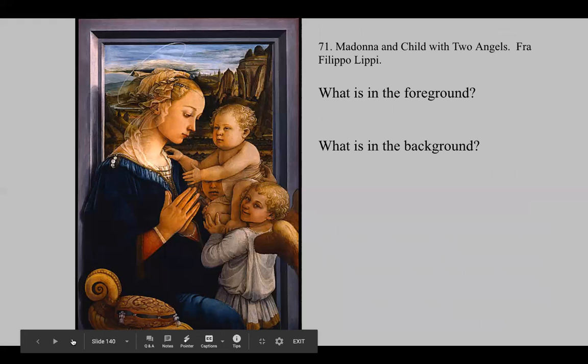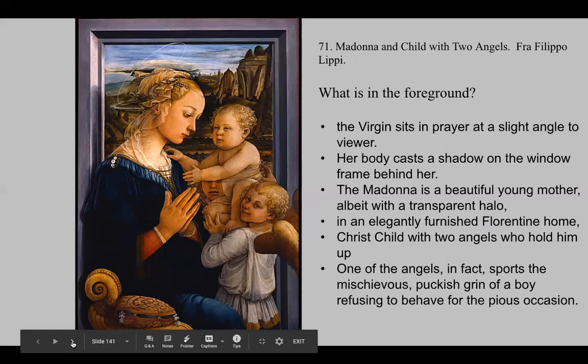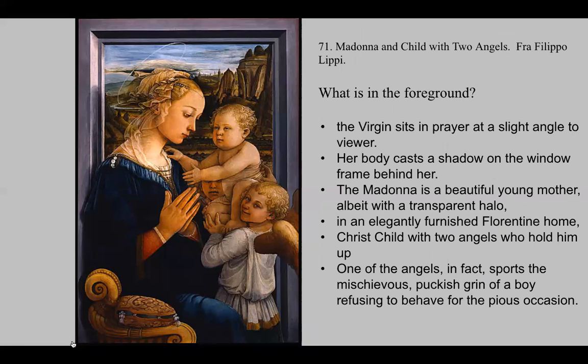Right? So in the foreground, in the background, we talked about the background in our discussion, but what's in the foreground? What's all this imagery that we have here? We have the Virgin sitting in prayer at a slight angle so that the viewer can see as much information as possible. Her body casts a shadow on the window and the frame behind her. So instead of the frame being on the outside, notice how it becomes part of that space. There's a sense of overlap.